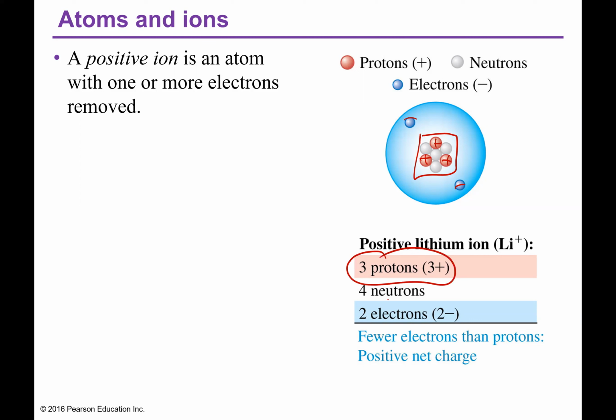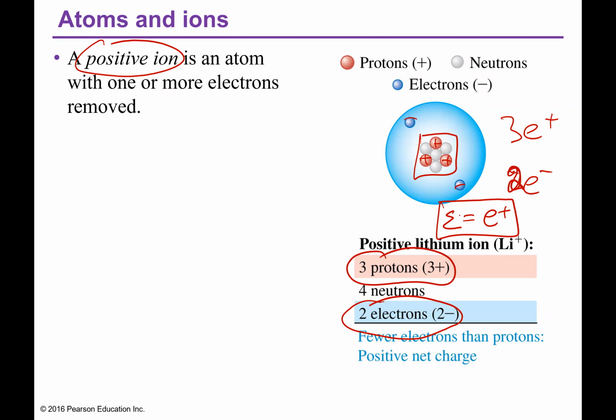That means 3 protons, 2 electrons, which means this particle is now charged because it has 3 protons and 2 electrons. If I add them together, I'm going to get basically 1 positive charge. So we call this a positive ion. That means this is the net charge. One of the things we did here is make the number of electrons and protons different, and that made the object charged. So this one is positively charged.